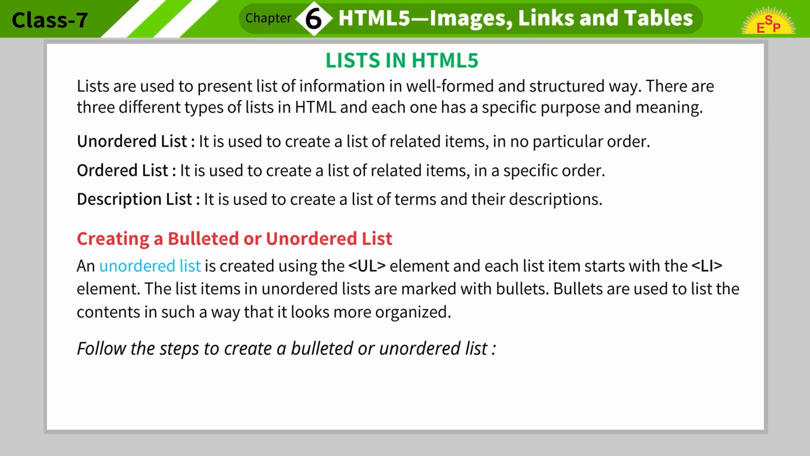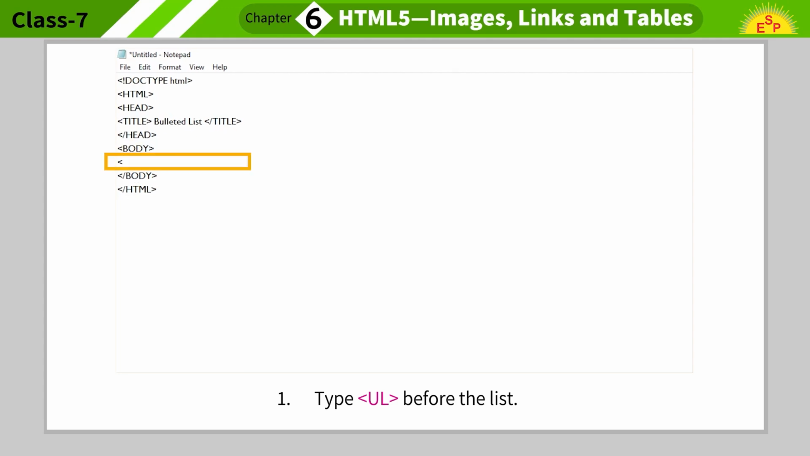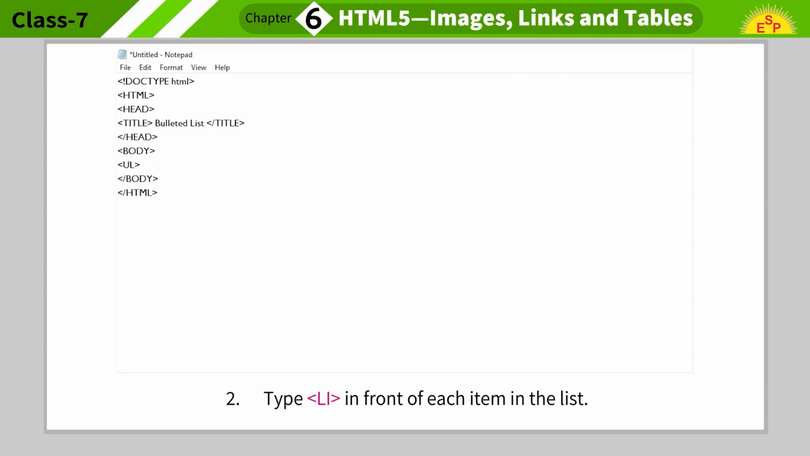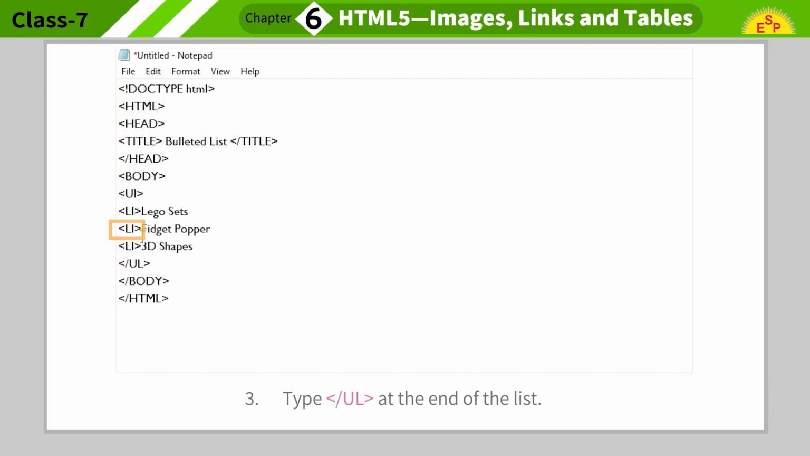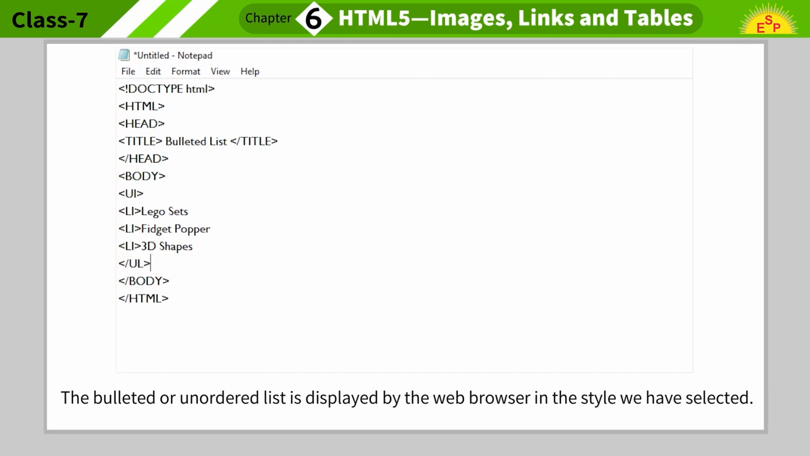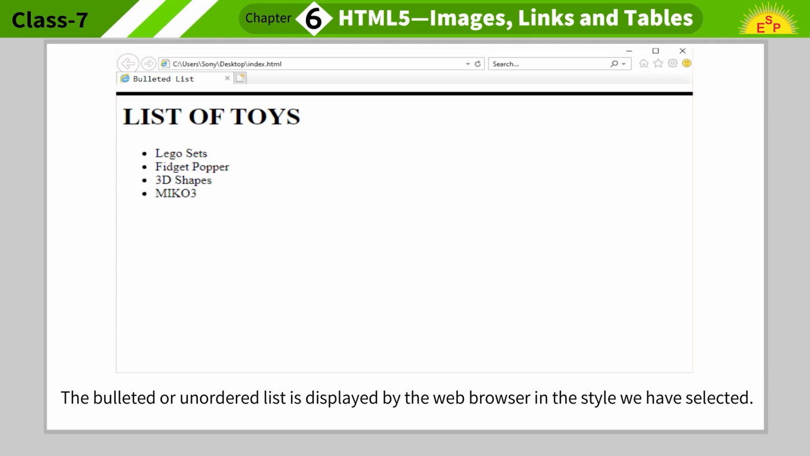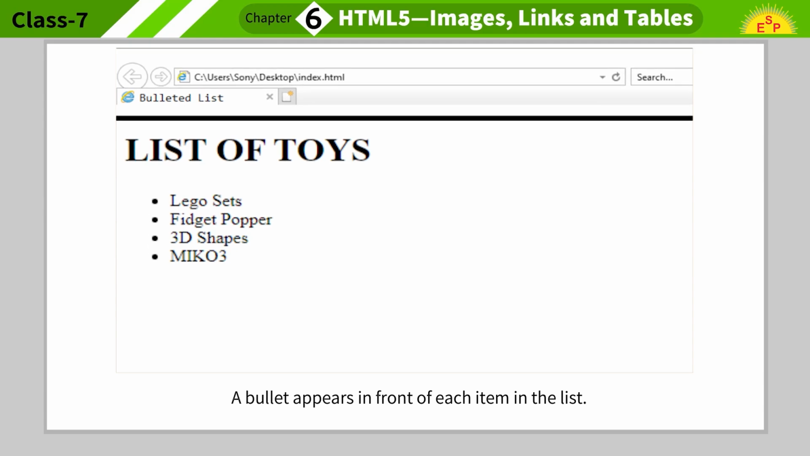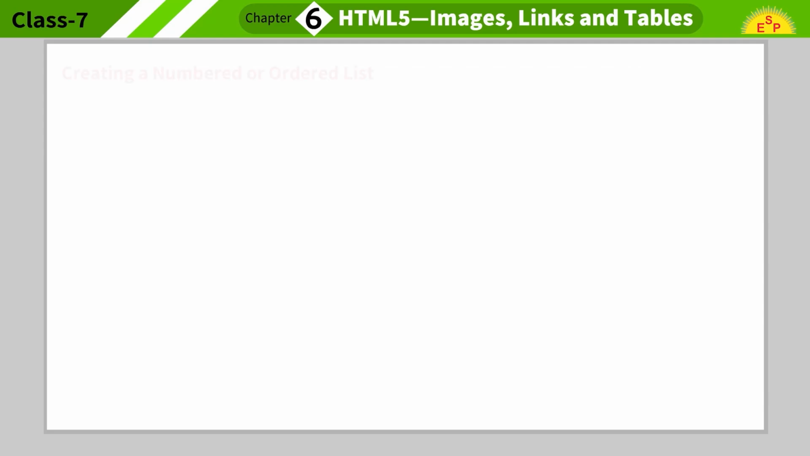Follow the steps to create a bulleted or unordered list. Step 1. Type UL before the list. Step 2. Type LI in front of each item in the list. Step 3. Type UL at the end of the list. The bulleted or unordered list is displayed by the web browser in the style we have selected. A bullet appears in front of each item in the list. In this example, the bulleted list uses a circular bullet.